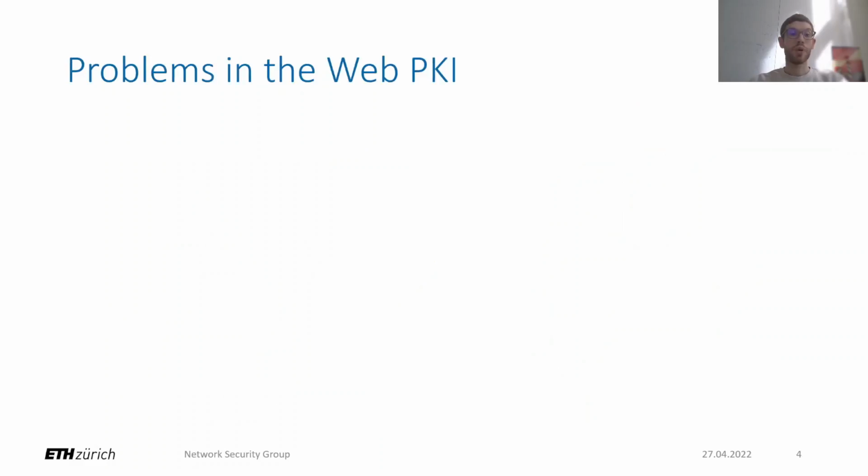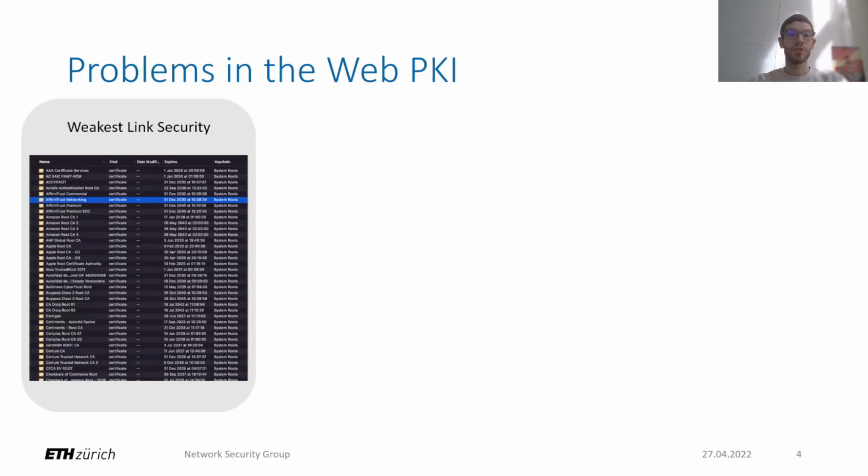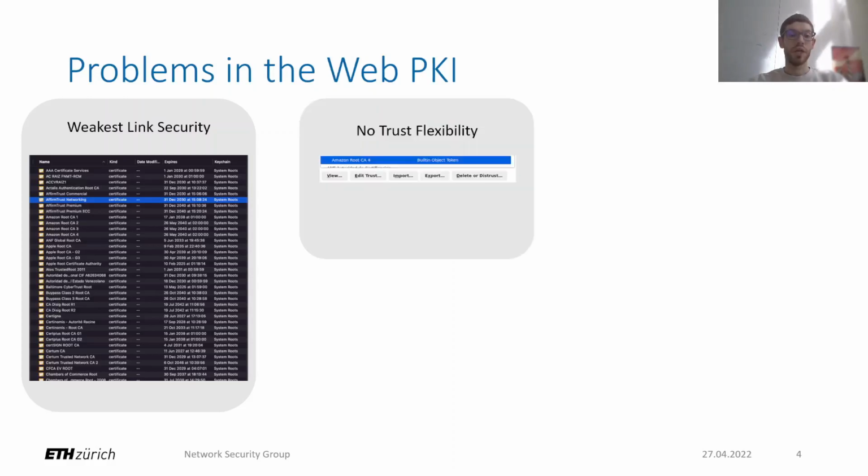The Web PKI has three main problems. The first problem is that at its core, a weakest link security model is used. Compromising any of the hundreds of trusted CAs allows the issuance of arbitrary certificates. The second problem is that there is no trust flexibility. If a trusted CA is removed, for example because a bogus certificate was detected, all certificates of this CA become invalid. This causes collateral damage since all domains using this CA no longer have a valid certificate and must request a new certificate from a different CA. In a sense, you have a trade-off between security and availability.